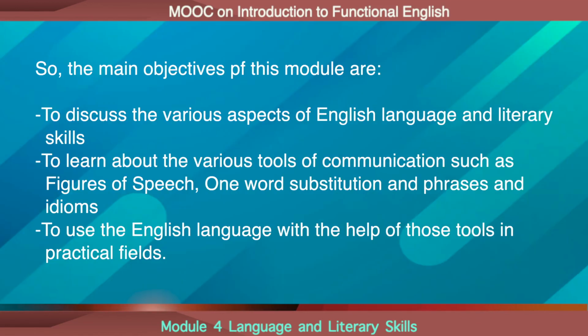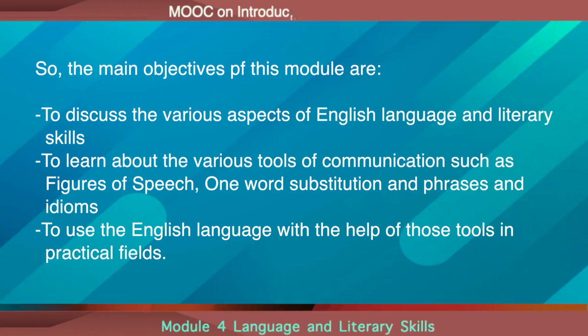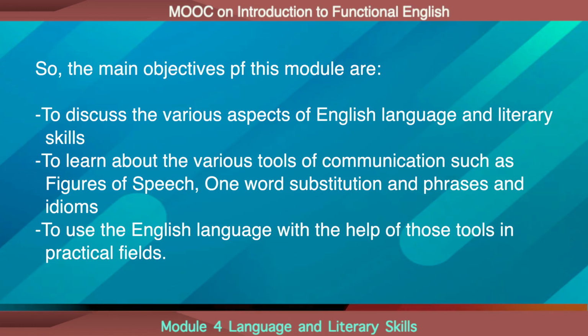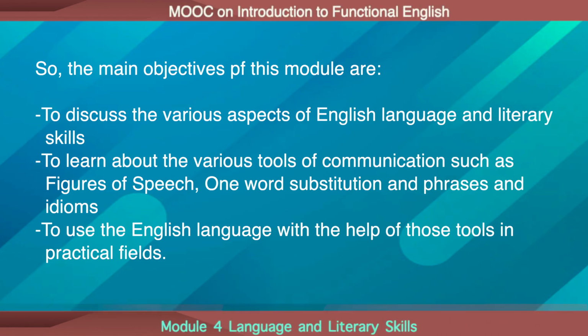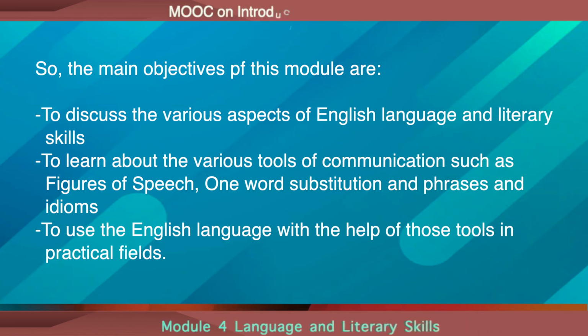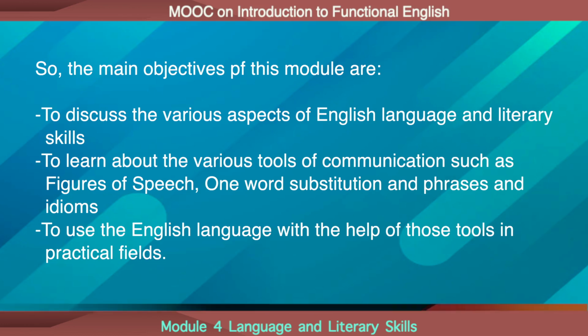So the main objectives of this particular module are, first, to discuss the various aspects of English language and literary skills. Second, to learn about the various tools of communication, which is going to be the most central part of this module, such as figures of speech, one-word substitution, phrases, and idioms. And the third objective is to use the English language with these tools as a helping hand in a practical field.